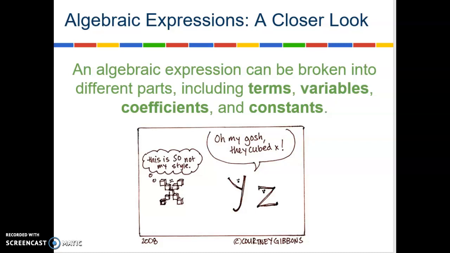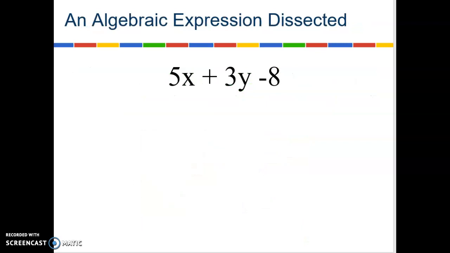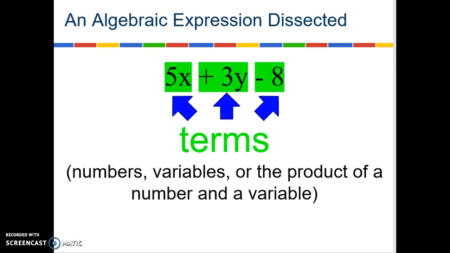Taking a closer look, an algebraic expression can be broken into different parts. Algebraic expressions have terms, variables, coefficients, and constants. Let's take a look at what those are. Let's try to dissect the algebraic expression 5x plus 3y minus 8. In this algebraic expression, the terms are the 5x, the 3y, and the negative 8. Terms of an algebraic expression are the parts that are separated by plus or minus signs.